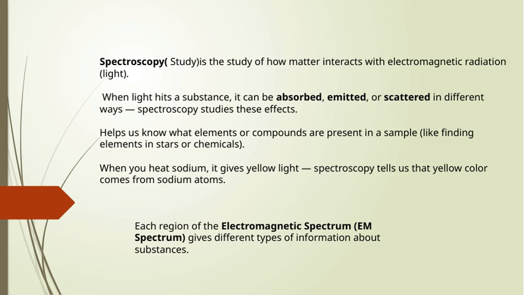A great example is heating sodium. It gives off a bright yellow light. Spectroscopy tells us that this yellow color comes from sodium atoms. So, by studying the light, we can pinpoint which element is involved. And it's important to remember that each region of the electromagnetic spectrum, from radio waves to gamma rays, provides different kinds of information about substances. This diversity helps us analyze and understand the properties of matter in many different contexts.